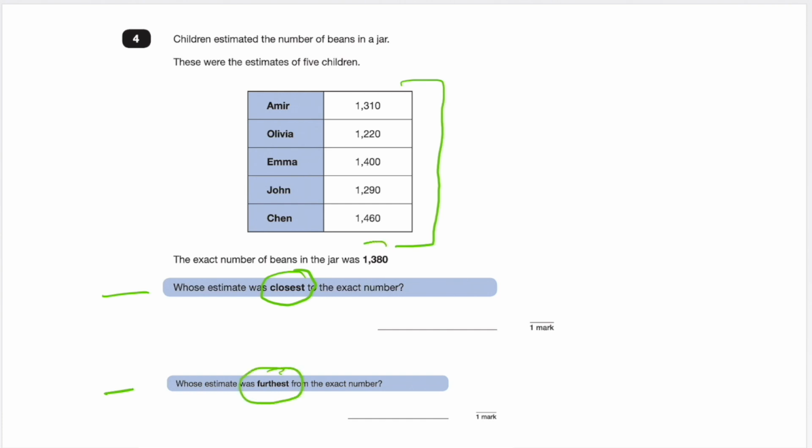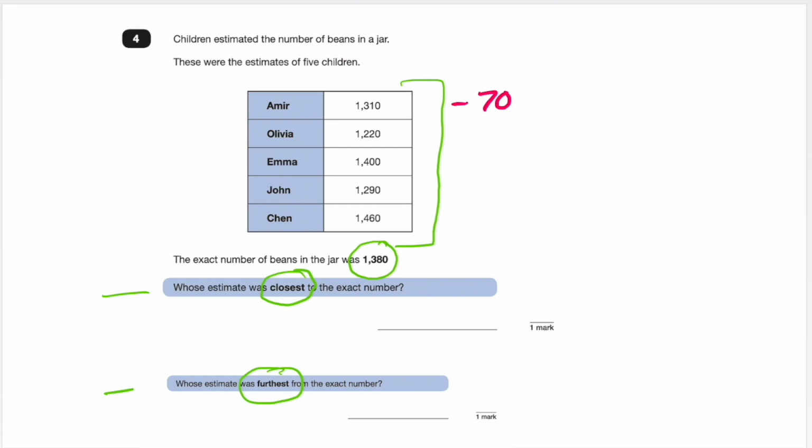So if the correct answer was 1,380, we've got a little bit of legwork to do. We're going to work out the difference between this 1,380 and each of their guesses. So what's the difference between Amir's guess, 1,310 to 1,380? Well, that's a difference of 70.